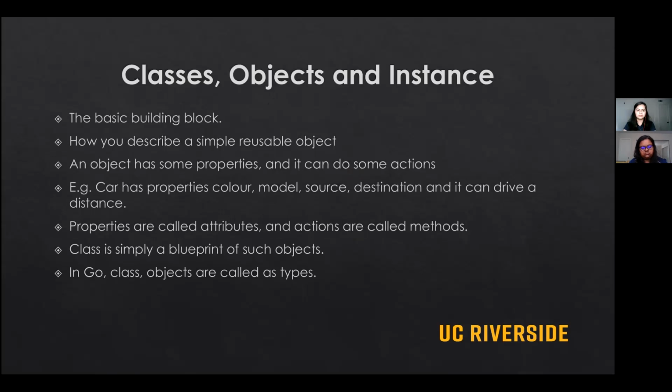So the classes and objects are the basic building blocks, as you can understand from object oriented programming. An object is simply how you translate a basic real world object into a program. So an object always has some properties, and it can do some actions. For example, if car is an object, it will have a lot of properties, maybe color.